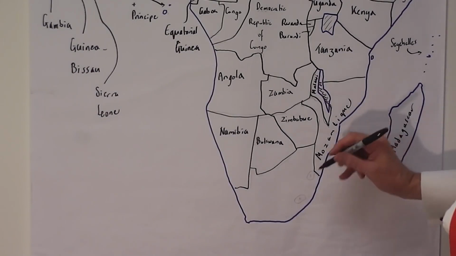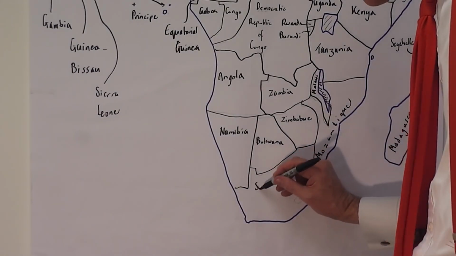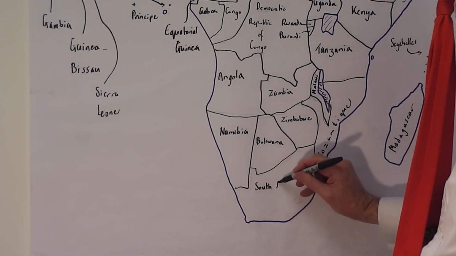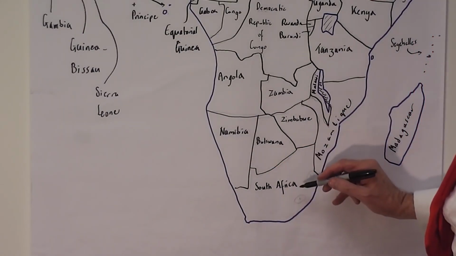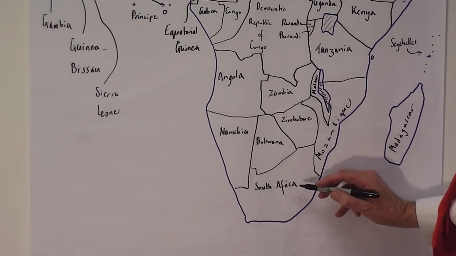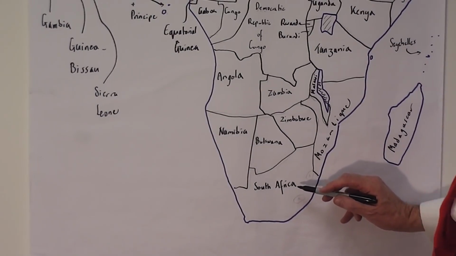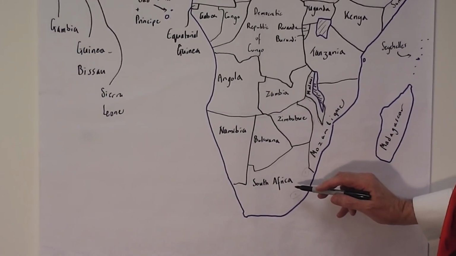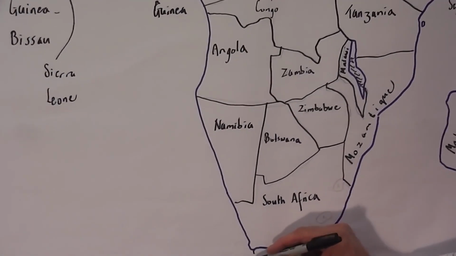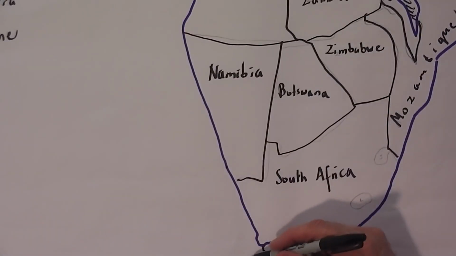And then that really leaves down here South Africa. South Africa, which has the largest economy in Africa, where the Dutch settled after 1652, which suffered from apartheid, the division of the different racial groups between 1947 and 1990. And here at the tip of South Africa, a famous place, the Cape of Good Hope.